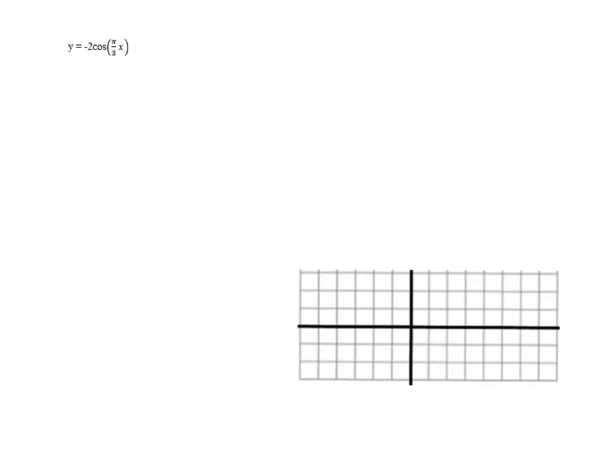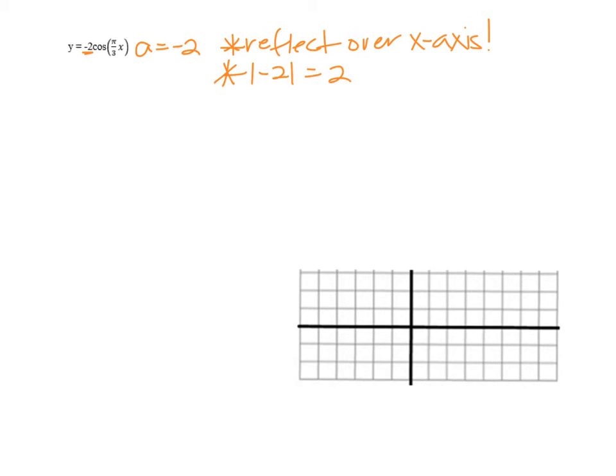Y equals negative 2 cosine pi over 3x. Thinking about what a and b equal, how will that change the shape of our graph? Notice right away a is negative 2. That's going to do a couple of things for us. The negative is going to reflect over the x-axis, and that's all the negative does. The fact that we take the absolute value of negative 2 for our amplitude, it's still greater than 1. It's going to stretch vertically. All of that just from the a value.